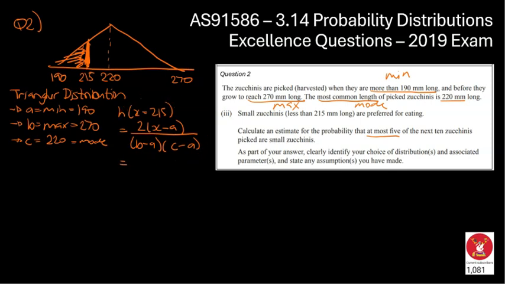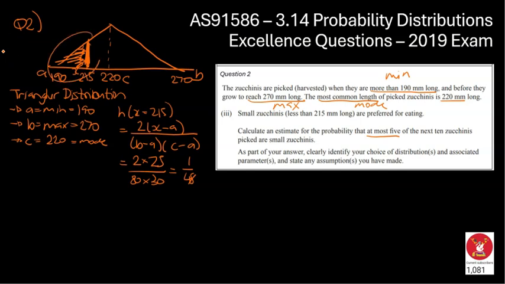I'm now going to calculate what that is. So remember, we've got a and b, and then c is in the middle, and then x is that 215 over there. So let's maybe write that next to it. So there's my a, there's my b, there's my c, and over there's my x. So 2, and then we've got x minus a. So x minus a is going to be 25. So it's going to be 2 times 25 as my numerator. And then b minus a is going to be 80. And that's going to be times c minus a, which is 30. And when I plug that into my calculator, I get 1 over 48. And that was the fraction. So I've now got the height.